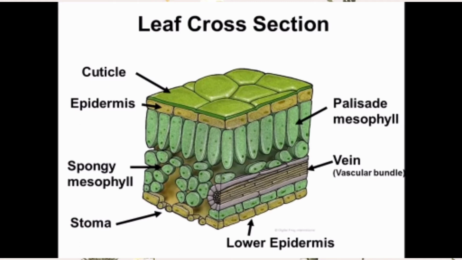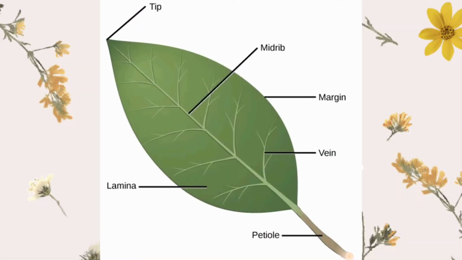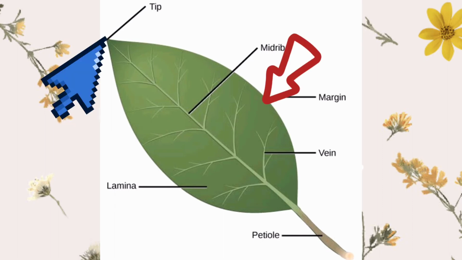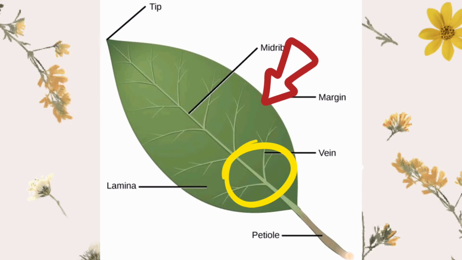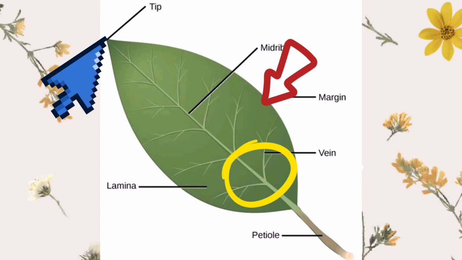It regulates the exchange of gases such as CO2 and O2 and water vapors that are needed by or produced by the leaf. In studying plants, including the leaves, we should also study the tips, margins, veins, shapes, and arrangements of the leaves of plants.